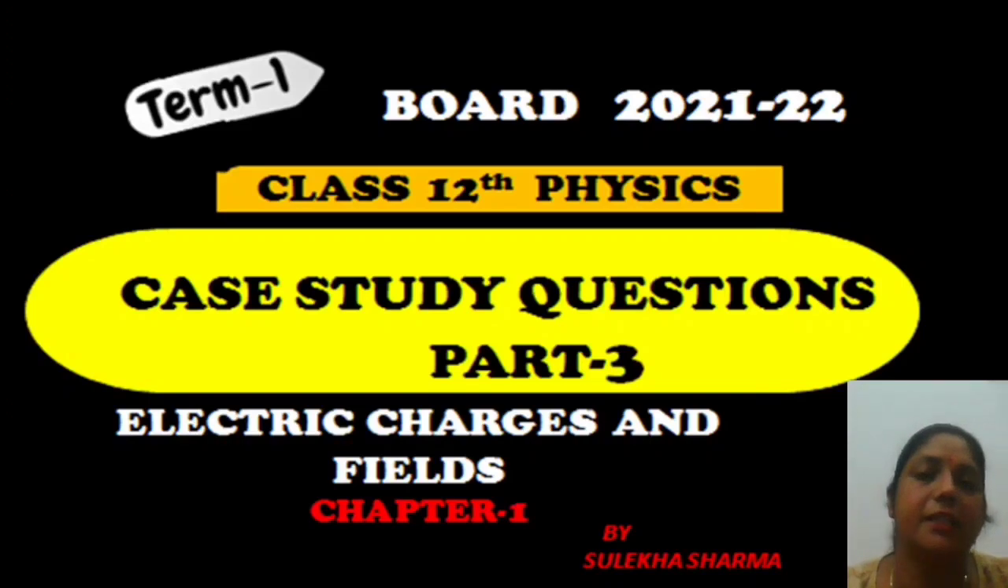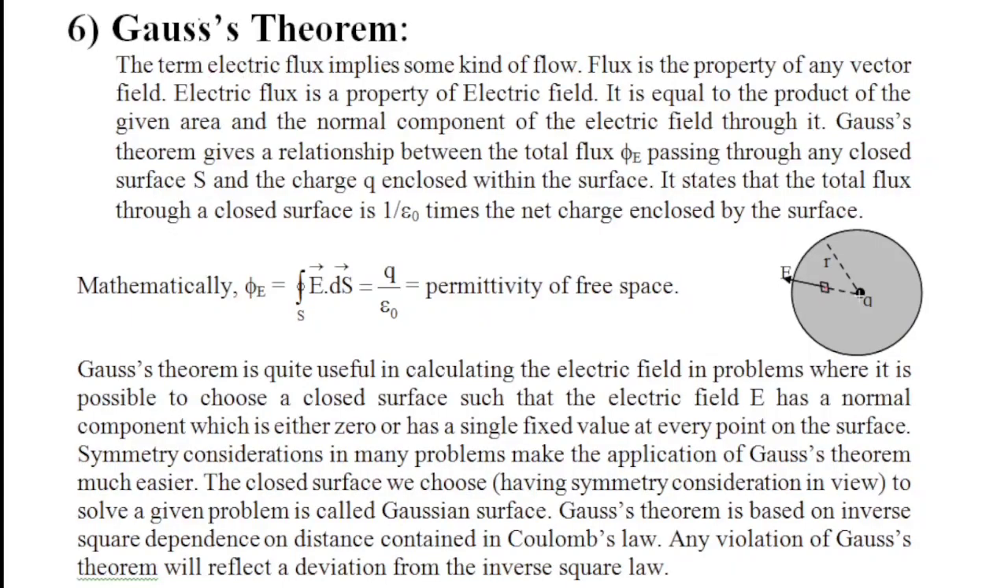So let us start today's first case study question, which is based on Gauss theorem. Now, the sixth case study question is based on Gauss theorem. To understand this theorem, you must know about electric flux, which was already discussed in part 2. It is written here that flux is the property of any vector field. Electric flux is a property of electric field.